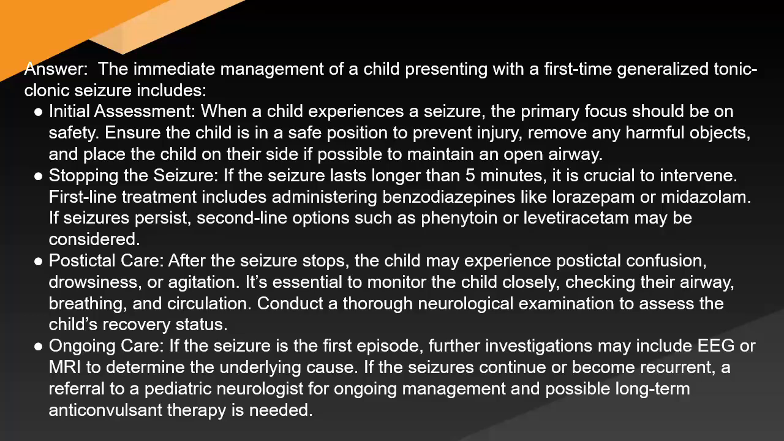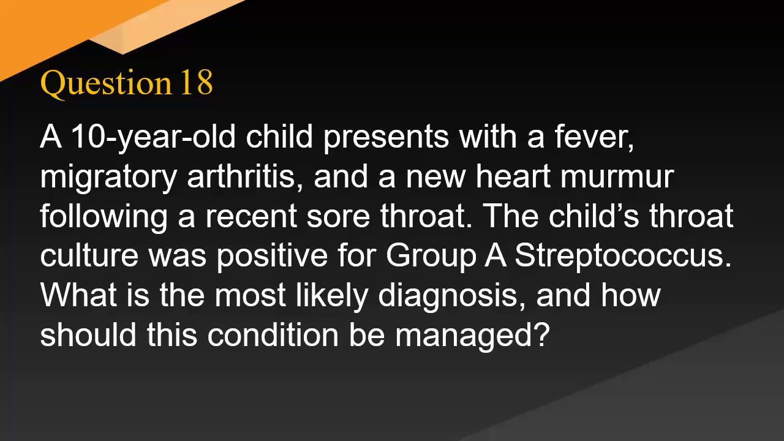If the seizures continue or become recurrent, a referral to a pediatric neurologist for ongoing management and possible long-term anticonvulsant therapy is needed. A 10-year-old child presents with a fever, migratory arthritis, and a new heart murmur following a recent sore throat. The child's throat culture was positive for group A Streptococcus. What is the most likely diagnosis, and how should this condition be managed?